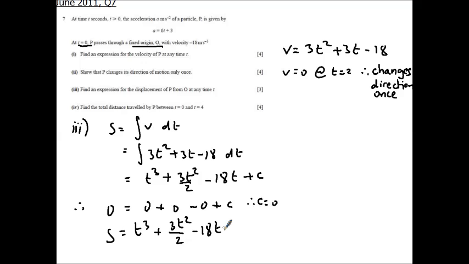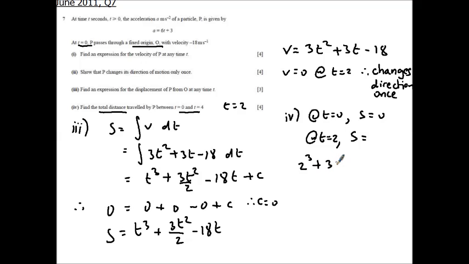Okay, now part 4 really probably is the trickiest part. We're asked to find the total distance travelled between t equals 0 and t equals 4. Now notice it is distance travelled and not displacement at that point. So we need to be aware of any point that the direction changed, and we've already established that happened when t was equal to 2. So I'm going to have to find the displacement at t equals 0, t equals 2, and t equals 4. So initially we know that at t equals 0, s was equal to 0. So let's work out what happens at t equals 2.